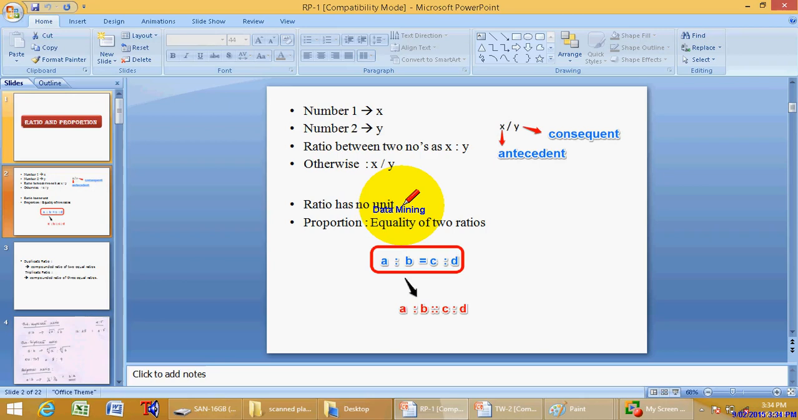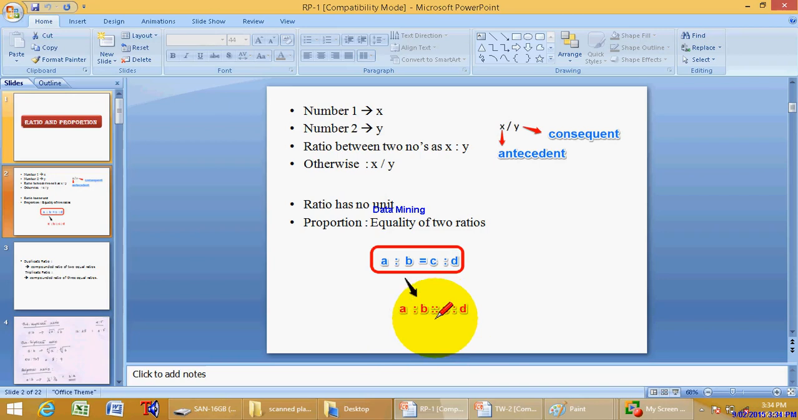And similarly, proportion: if two ratios are equal, we can call them a proportion. Say for example, in general terms, if A is to B is the first ratio and C is to D is the second ratio, provided these two ratios are equal, we can call them a proportion. In other words, it can also be said as A is to B proportionate to C is to D.